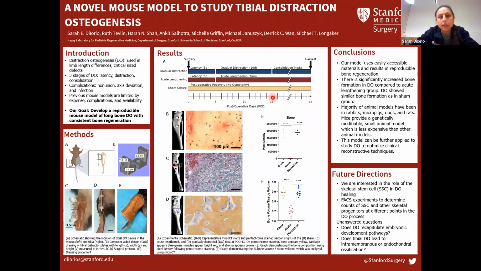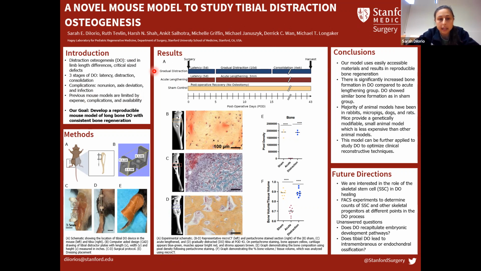I'm an MD PhD student in the Long Care Lab here at Stanford, and today I'll be presenting on a novel mouse model to study tibial distraction osteogenesis. So for a bit of introduction, distraction osteogenesis, or DO, is used to correct limb length differences and critical size defects. There are three stages of DO: latency, distraction, and consolidation.